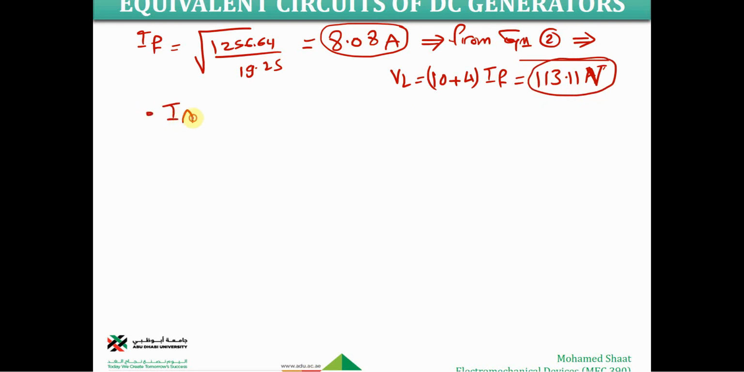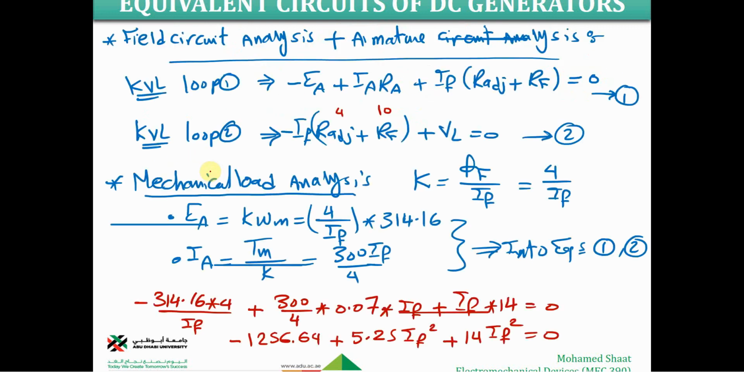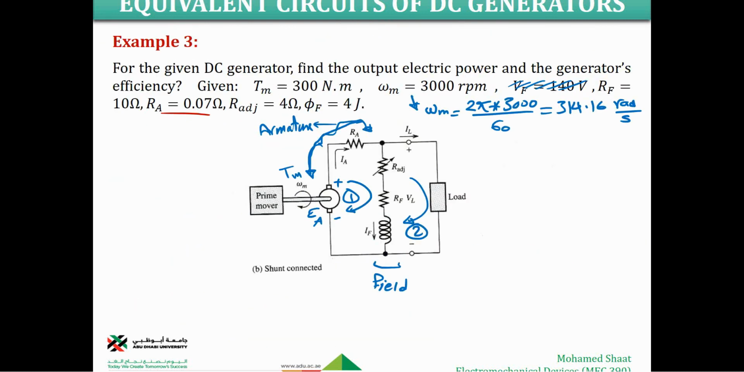How about the IA? We can calculate the IA by 300 times IF, which we just got as 8.08, divided by 4. So we're gonna end up with the IA of 606 amperes. Then simply we can calculate IL, because these are the two essential outputs that we are seeking. We are seeking VL and we got it. We still need to find the output current. The output current IL, as you can see, if we apply Kirchhoff's current law, the IA should equal the IF plus the IL.